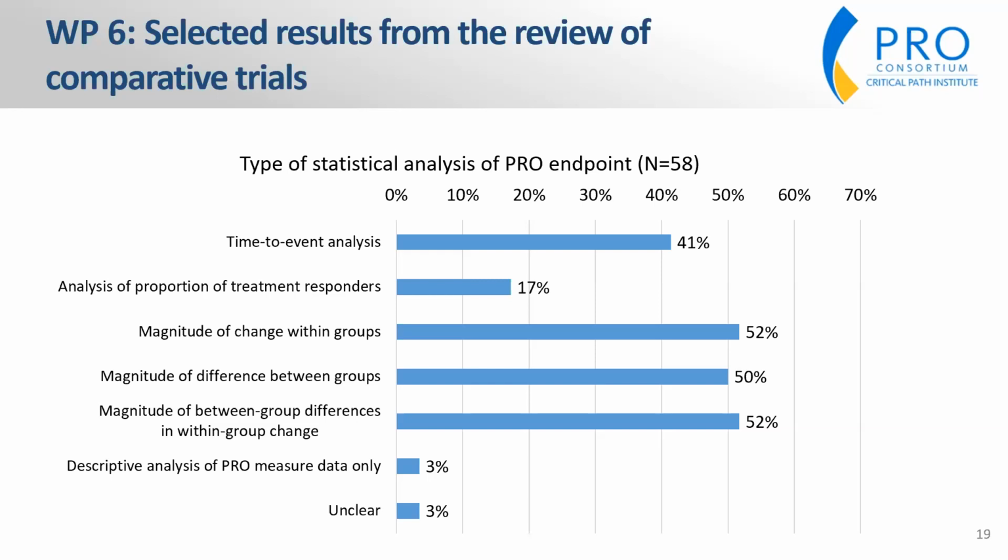In about 40%, the analysis was focusing on time to event, mostly time to deterioration, that is deterioration for a specific PRO domain. And in 1 out of 6 trials, the analysis was focused on treatment responders, that is an improvement on a certain PRO domain by a predefined threshold.